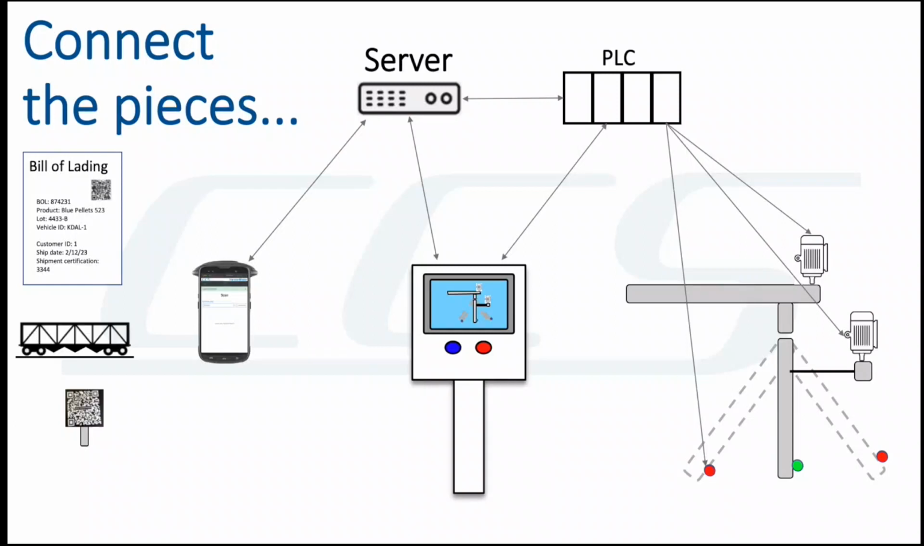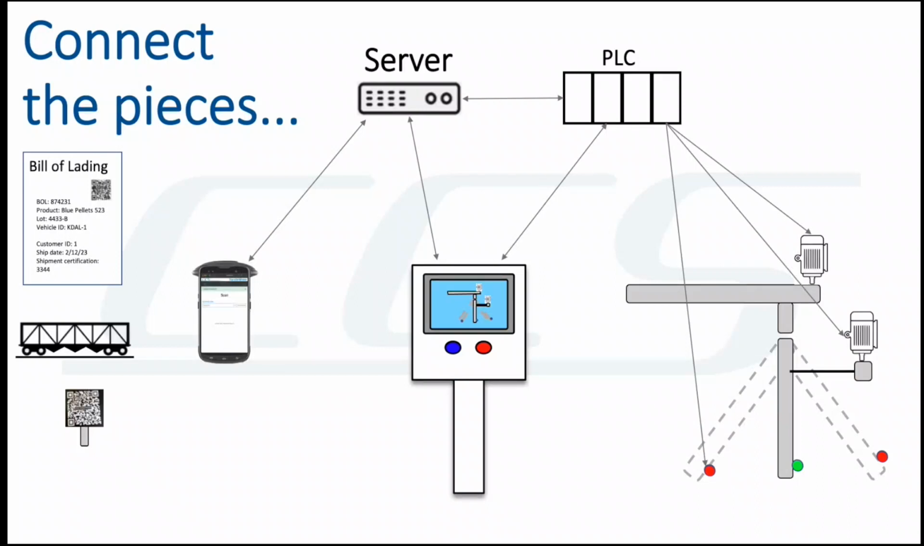Next question: there are several methods to receive raw materials. How does the TransferMinder handle truck deliveries? That's a great question. Trucks are not supplied with RFID tags like rail cars, and I don't know if that'll ever happen. However, the driver will have with them a bill of lading. So we do have a bill of lading that comes with the truck.